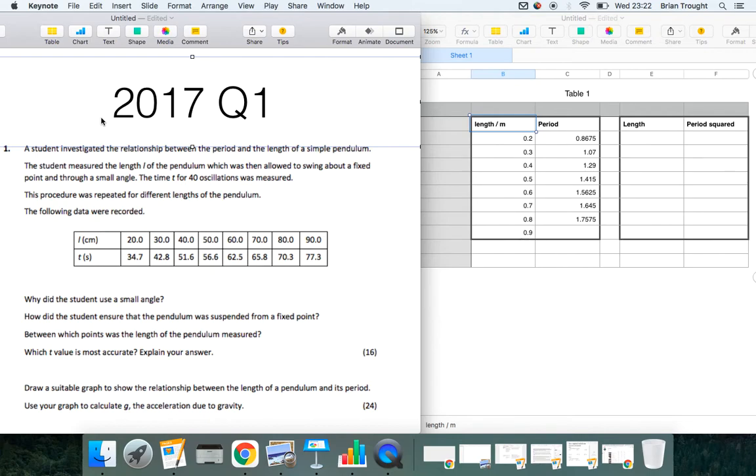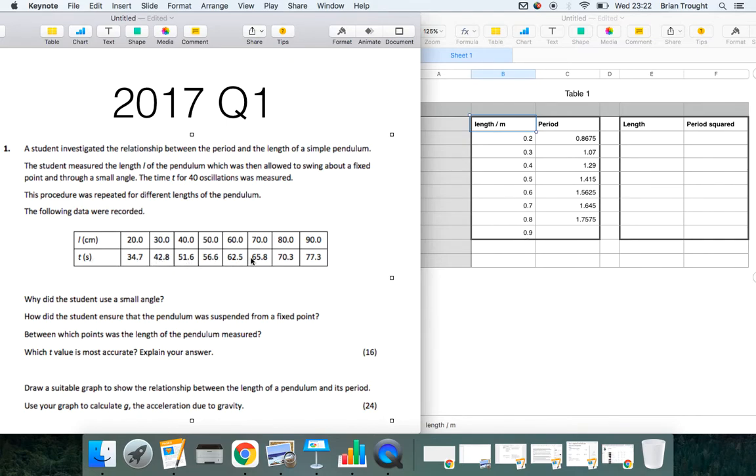Here's the simple pendulum experiment from 2017. So we're asked to investigate the relationship between period and length for a simple pendulum, and the pendulum is oscillated 40 times. So the time there is a time for 40 oscillations in each case.